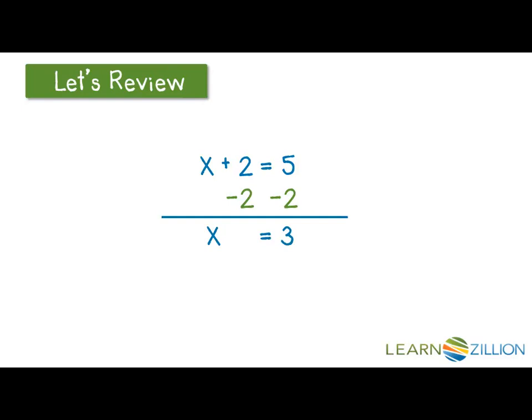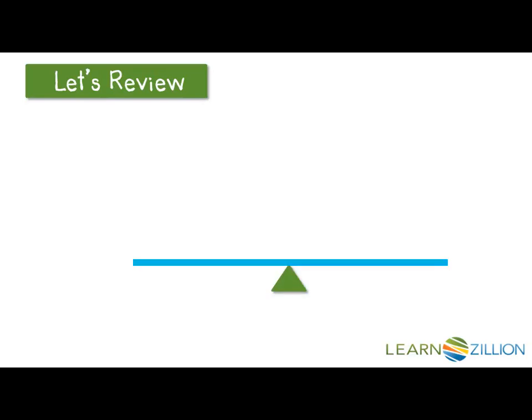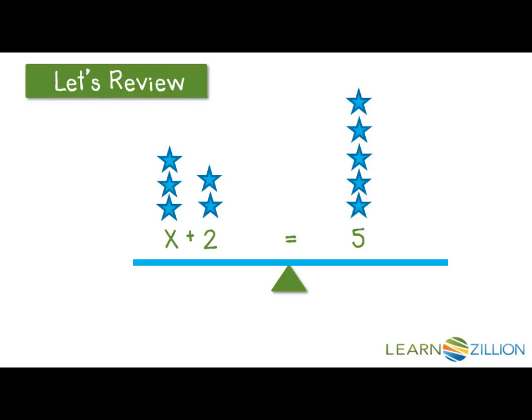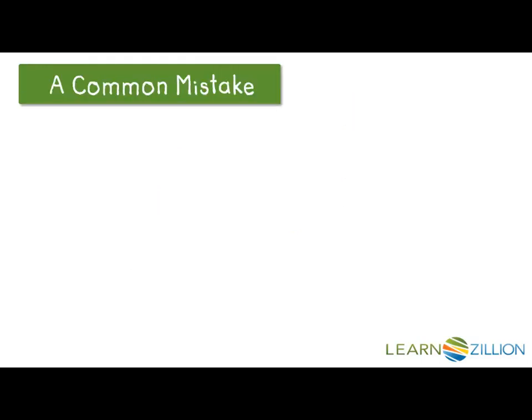We don't know if it really is a solution until we try it. So on our scale, let's replace x with 3. So I have x plus 2 equals 5. When I replace 3 into x, I'm left with 3 plus 2 is equal to 5. 5 equals 5, so 3 will be a solution to this equation. A common mistake that's made when solving equations is combining unlike terms.